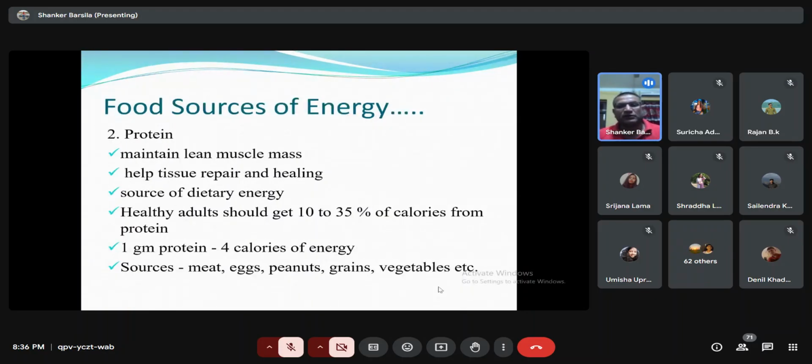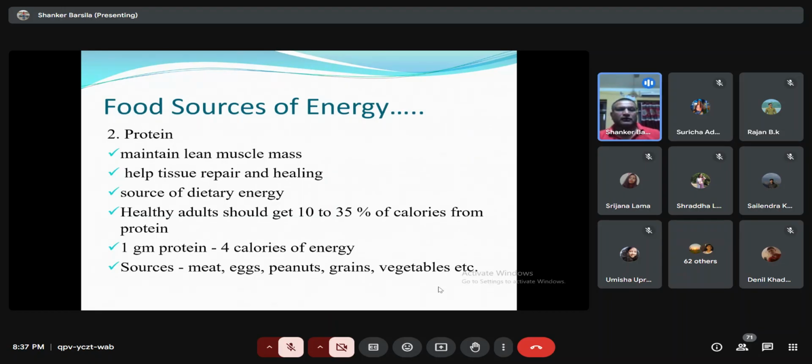Then the source of protein would be meat and nut products, green vegetables, and healthy adults should get 10 to 35% of calories from protein. That is almost equivalent to 100 gram of meat protein, animal protein, or 2 eggs. That's enough to cover the protein requirement in a day for an adult man or woman.